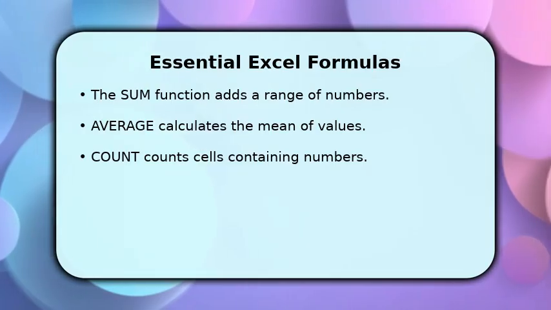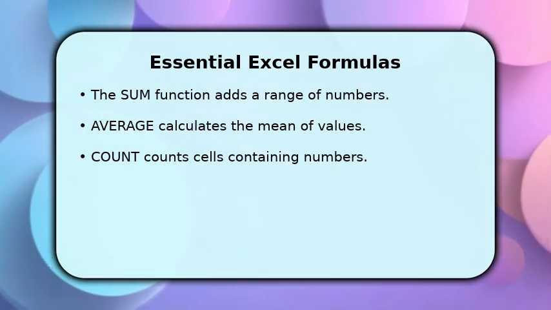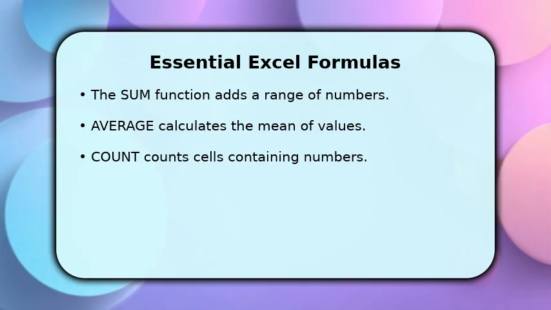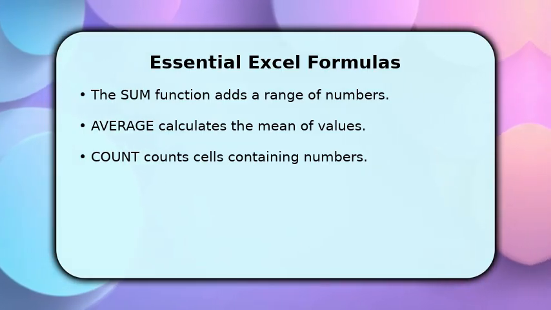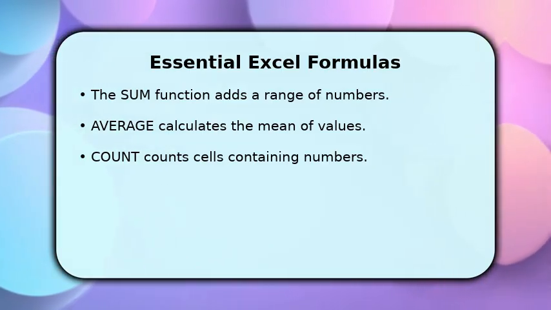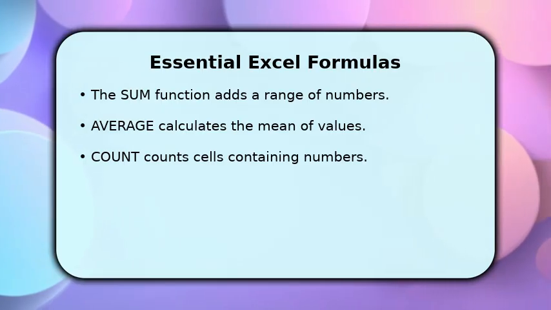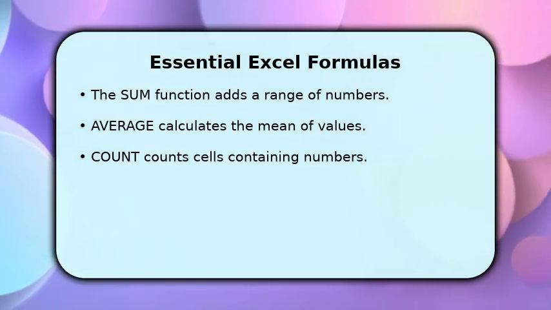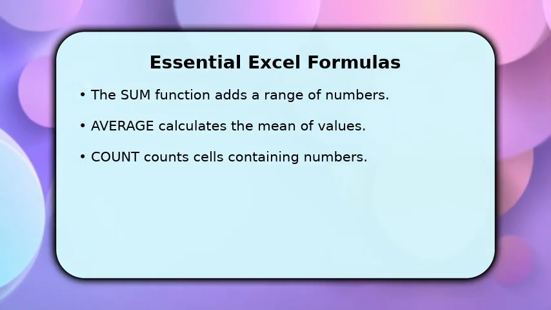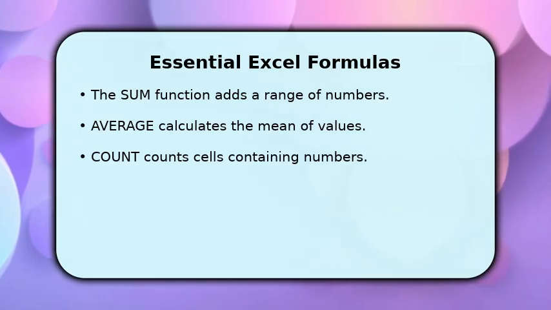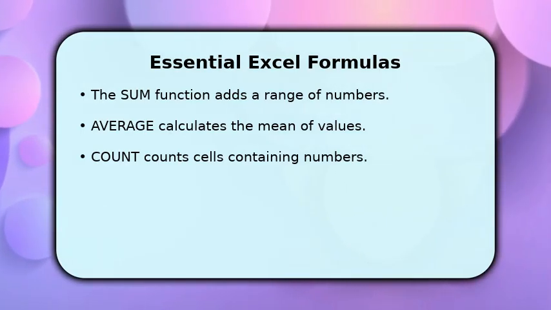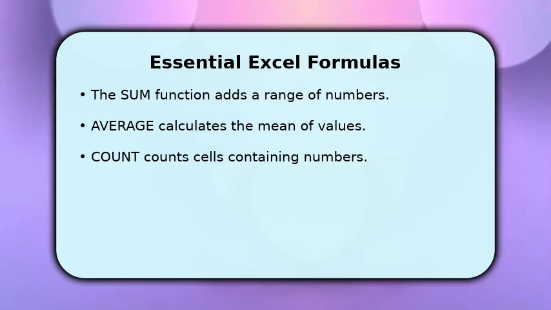Let's dive into some essential Excel functions that will save you a lot of time. The SUM function is incredibly useful for adding up a range of numbers quickly. Just type equals SUM, then select your cells. If you need to find the average of a set of values, the average function does this for you automatically. And for simply counting how many cells in a range contain numbers, the count function is your go-to. These three functions are fundamental for many common tasks.